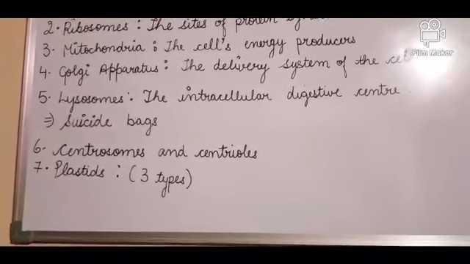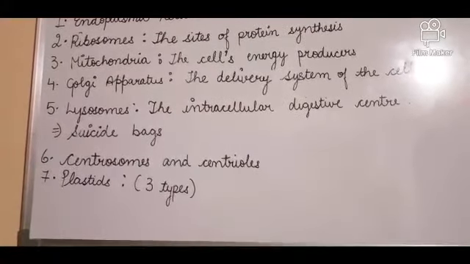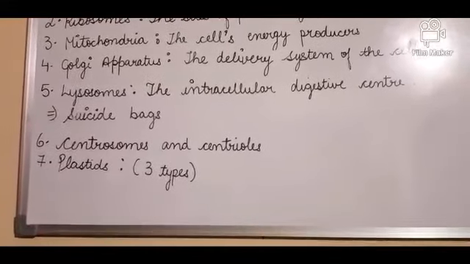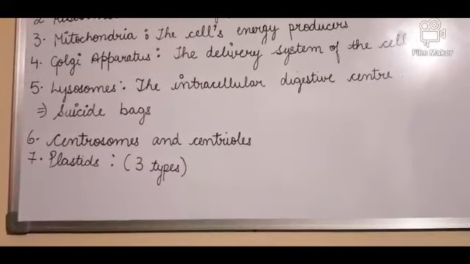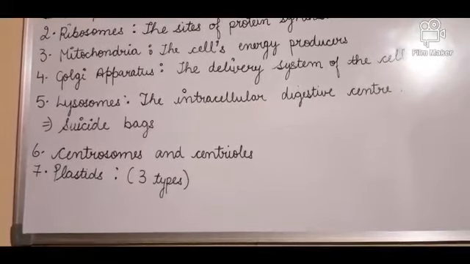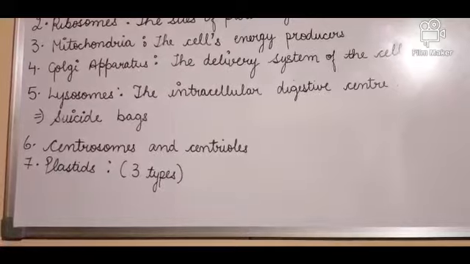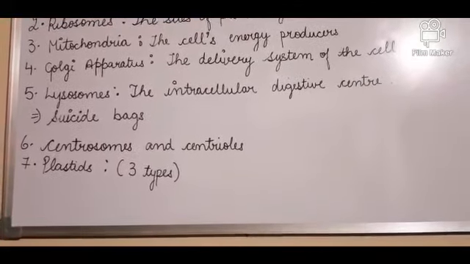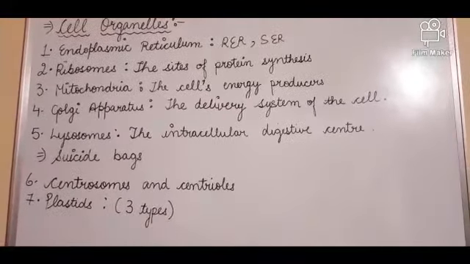Coming to the third, the chloroplast. Chloro means green. You know the chlorophyll pigment, which is green in color, is present in the chloroplast, the cell organelle present in plants. What does the chlorophyll do? It traps solar energy, absorbs carbon dioxide, and helps in the manufacture of sugar during photosynthesis. The chloroplast also contains DNA and has the capacity to divide.